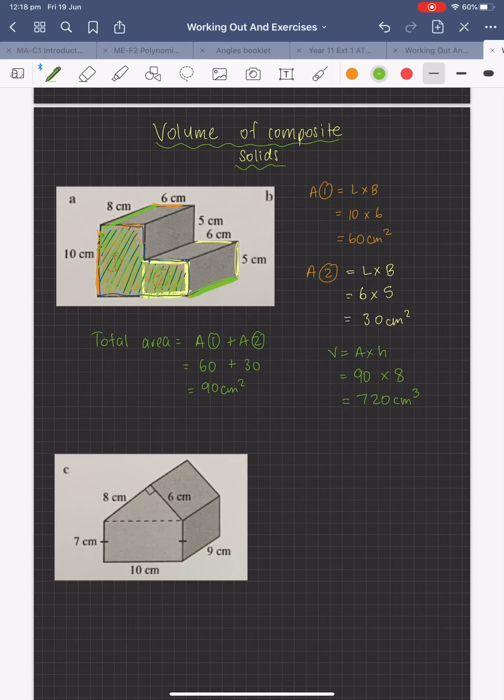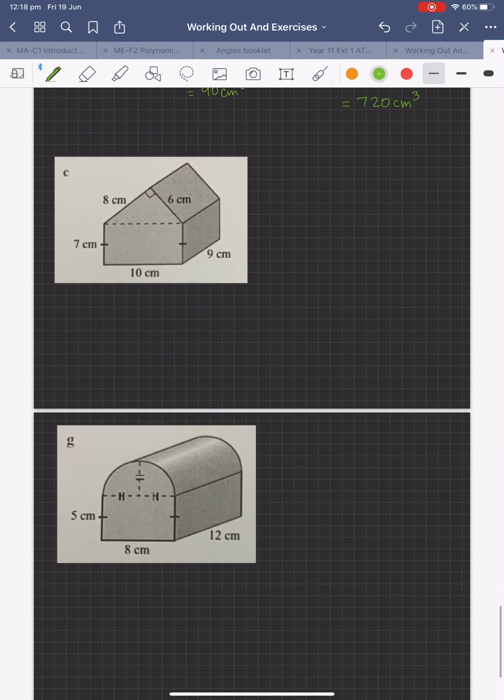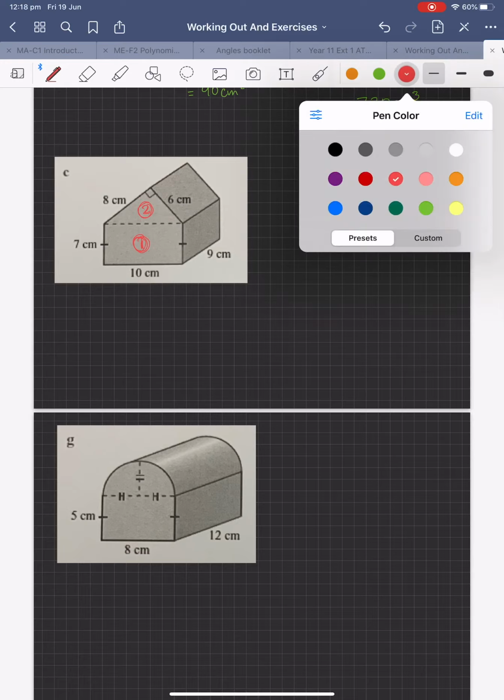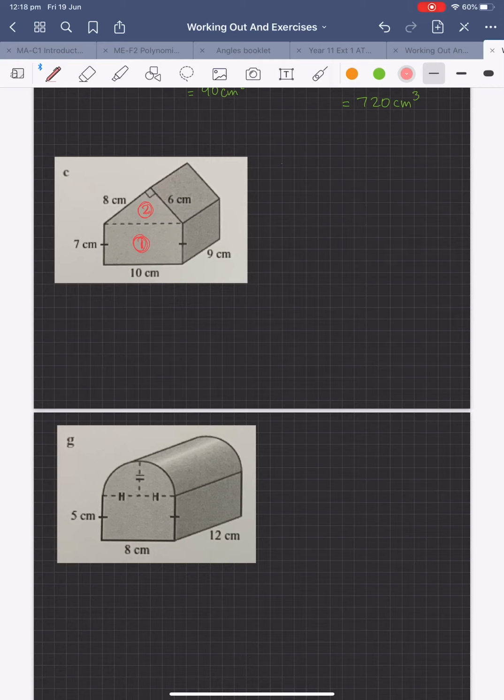Okay, let's try another example. In this example, I have a rectangle and a triangle. Let's call this area 1, this area 2, and find the area of each one. Area 1 is a rectangle, so length times breadth, which is 10 times 7, so 70 centimeters squared. That's done.